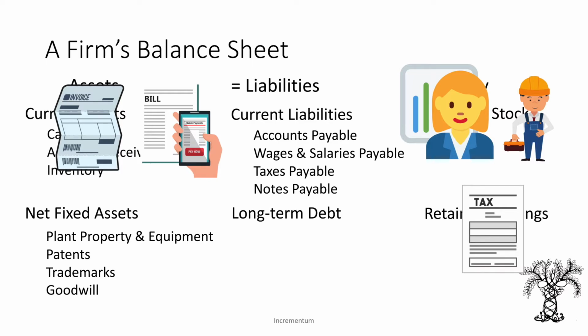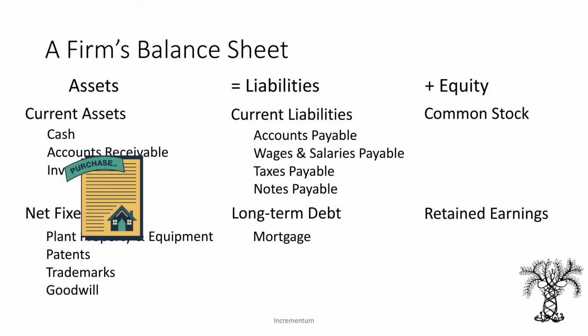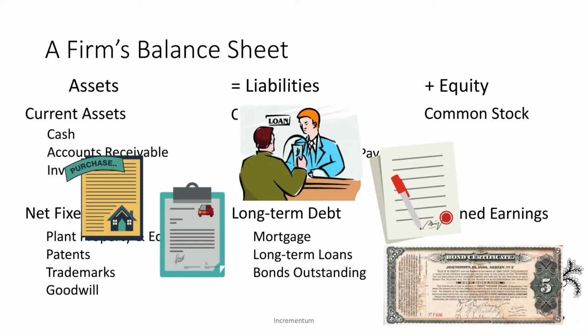And any portion of long-term debt that's going to be payable within the next 12 months will also go under current liabilities. So current liabilities are things that we're going to need to pay in cash within the next 12 months. Long-term debt are liabilities we have but we don't need to pay within the next 12 months. So those are going to be things like mortgages on any property we have, long-term loans, bonds outstanding.